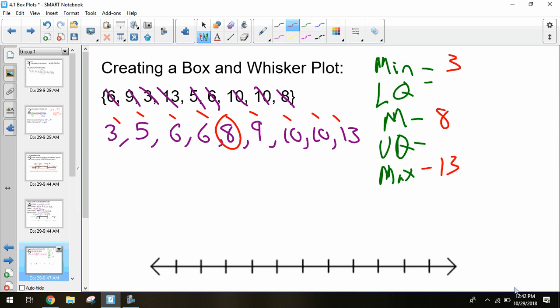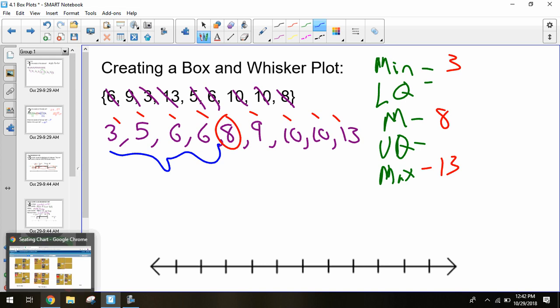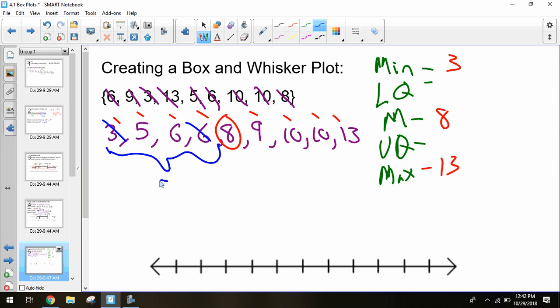Now, once you get your median, in order to find your lower quartile and your upper quartile, we're going to do that median thing again, except we're going to focus on the median of your lower half of data for your lower quartile, and the median of your upper half of data for your upper quartile. So if we find the median of the lower half of data, we can cut off from each end, and we have between 5 and 6. That's 5.5.